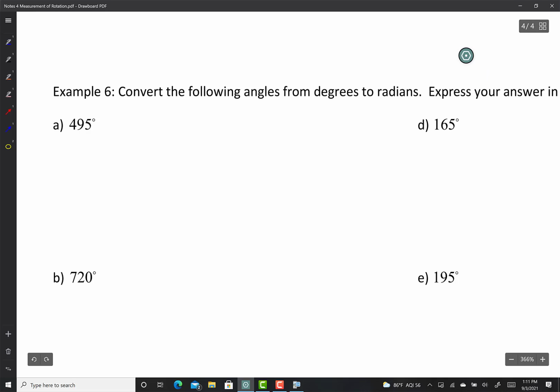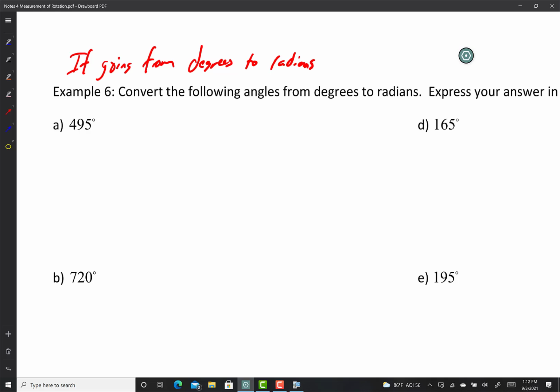For A, I would do 495 over 360. That's the total amount. And then have it equal to x over 2 pi. Not bad. Yes, you can do that. If going from degrees to radians, that's right, but let's make it easier for you. Instead of doing 360 and 2 pi, let's use pi and 180.